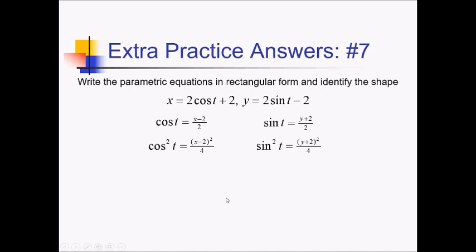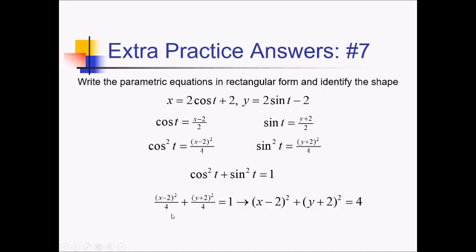I can write cosine squared plus sine squared equals 1, my identity, and then plugging these things in as a substitution. Instead of cosine squared, I have (x minus 2) squared over 4. Instead of sine squared, I have (y plus 2) squared over 4. And if I wanted to, I could multiply everything by 4 to get those 4's out of the denominator. Something in this form, since I have two squared positive variables with the same coefficient on x squared and y squared, this all must be a circle.